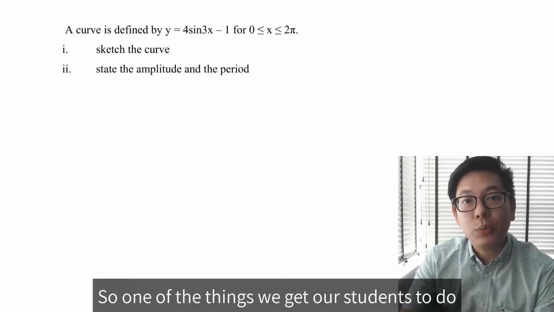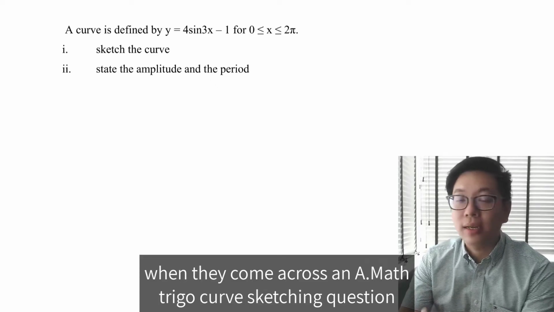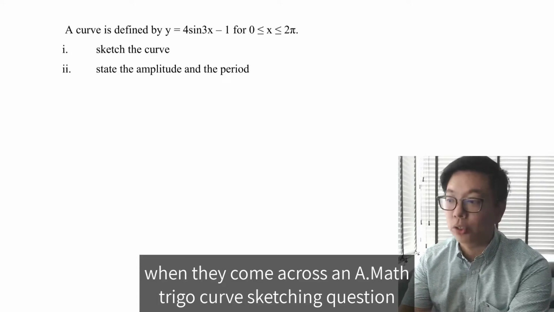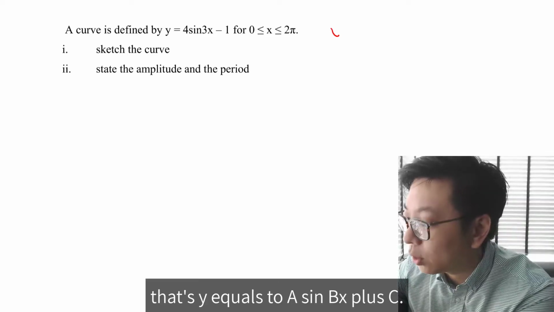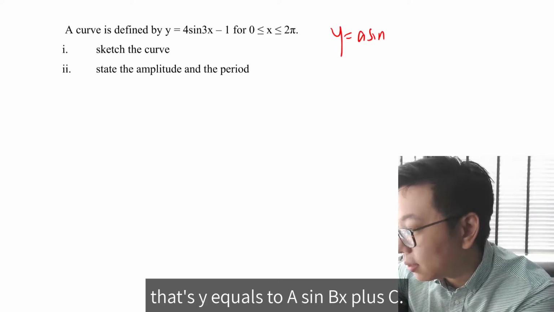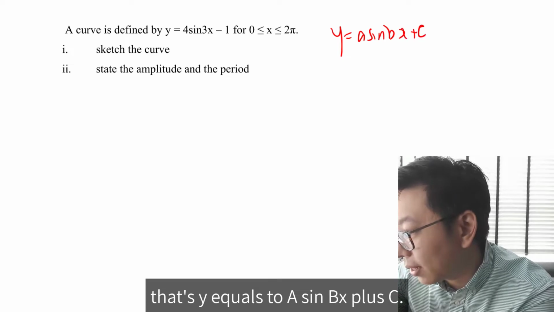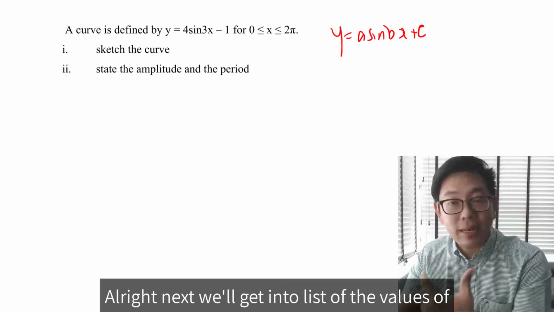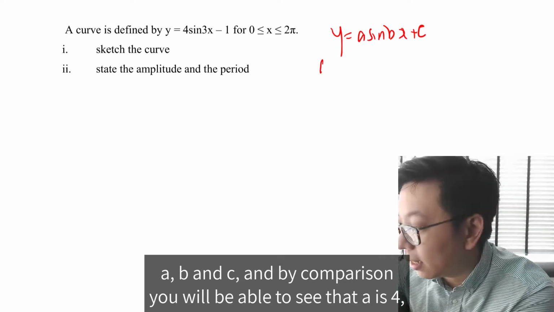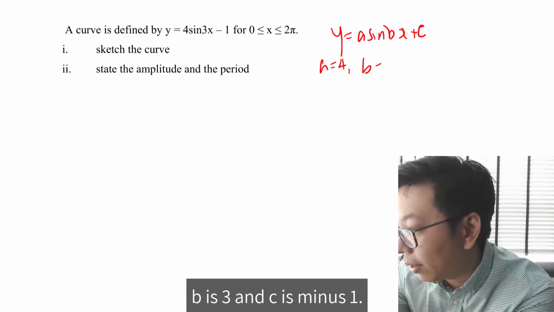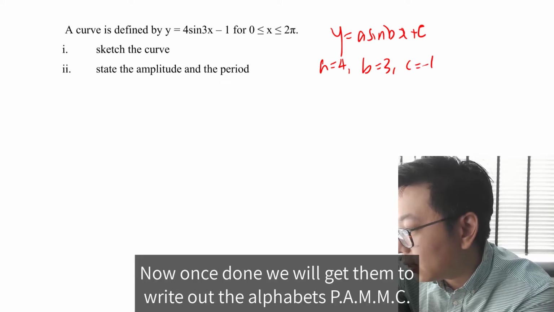So one of the things we get our students to do when they come across an A.Math trigo curve sketching question is to write out the general equation first. For a sine function, that's y equals a sine bx plus c. Alright, next we'll get them to list out the values of a, b and c, and by comparison you will be able to see that a is 4, b is 3 and c is -1.